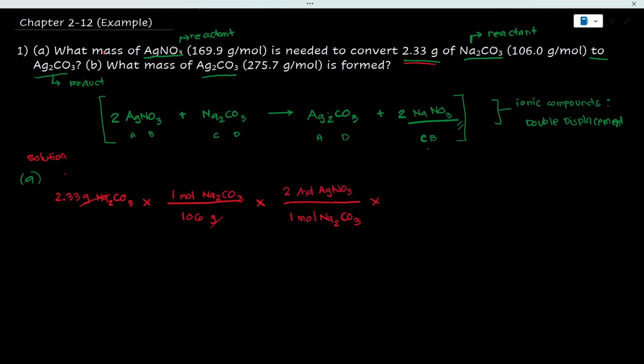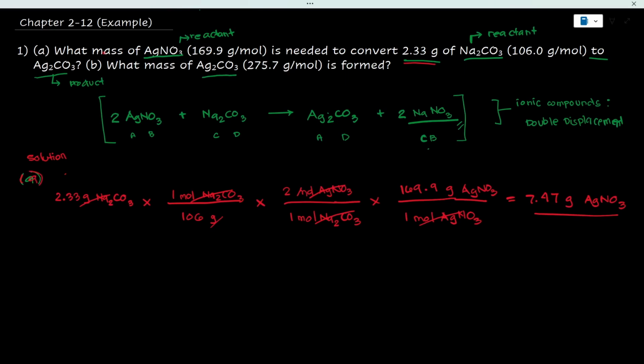And from this, we can relate them, and we can use the molar mass of silver nitrate, which is given, 169.9 grams AgNO3. With that, you can cancel the moles, and we are left with grams AgNO3, which is the unit that we want to find. And using your calculator, that would be 7.47 grams AgNO3. So that is the answer for A.